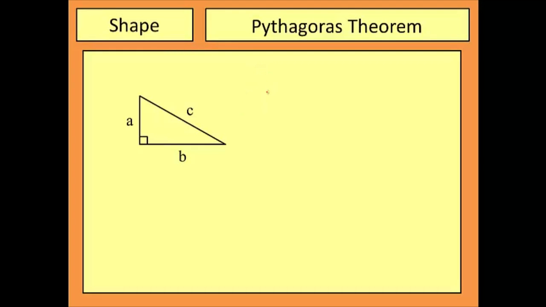In this video we're going to look at Pythagoras theorem. Pythagoras theorem works in right angle triangles only. So first of all, check that your triangle has a right angle. The next thing we need to look for is labeling the sides of this triangle.